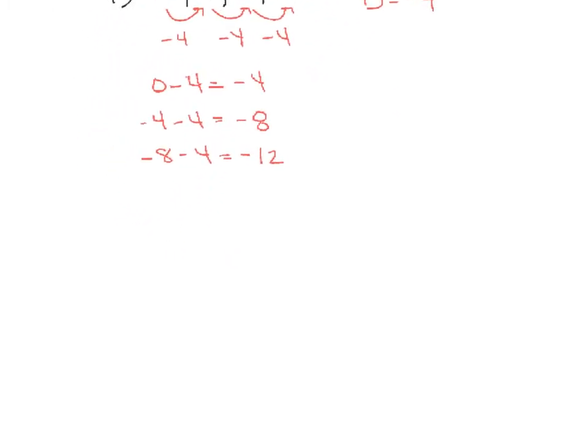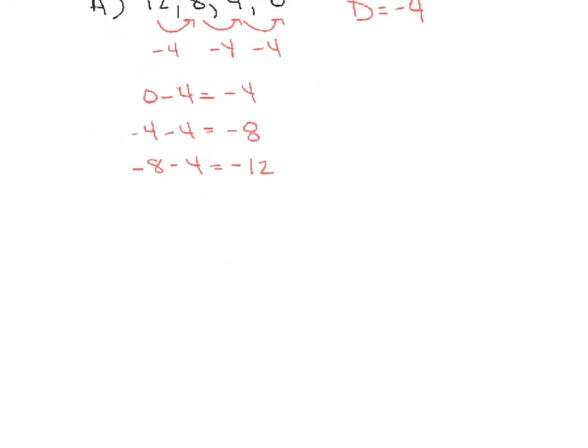Then we have another one, B, and we have 1, 4, 9, 16. So from 1 to 4, we added 3. From 4 to 9, we added 5. And from 9 to 16, we added 7.